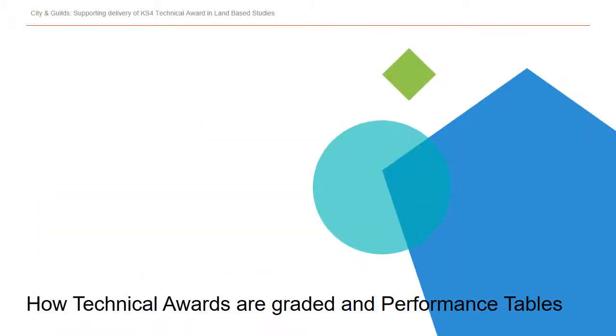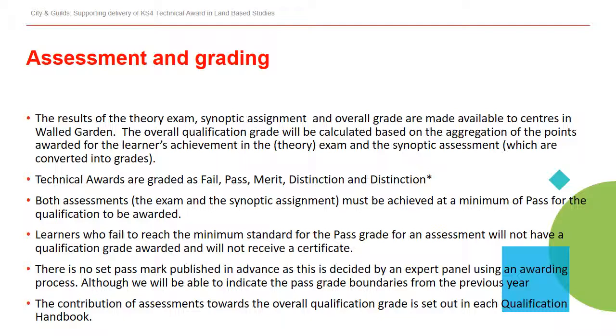So the next few slides are really about how technical awards are graded and their sort of relationship with performance tables and GCSEs. So assessment and grading. The results of the theory exam and synoptic assignment and overall grade are made available to centres on the walled garden. The overall qualification grade will be calculated based on the aggregation of points that are awarded for the learner's achievements from the theory exam and the synoptic assessment, and these are then converted into grades.